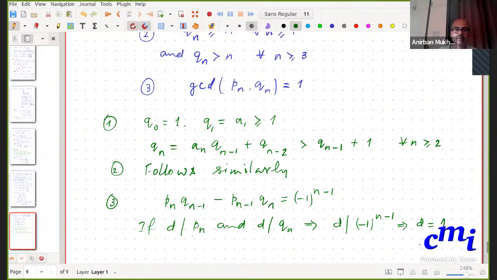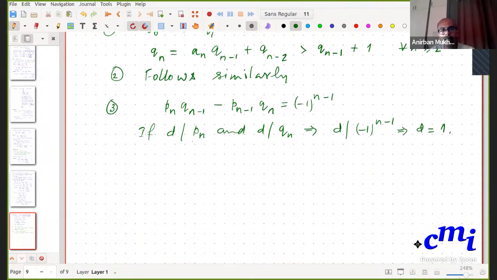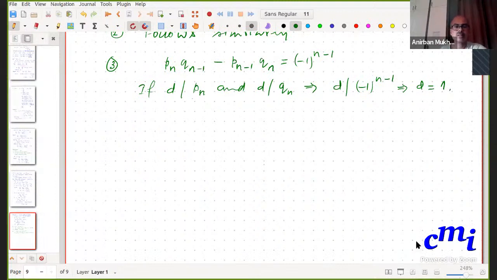Yeah, so what we need to talk about now is uniqueness of continued fraction expansion. Here is an example to illustrate the situation. Let's write down. So we would discuss uniqueness now.